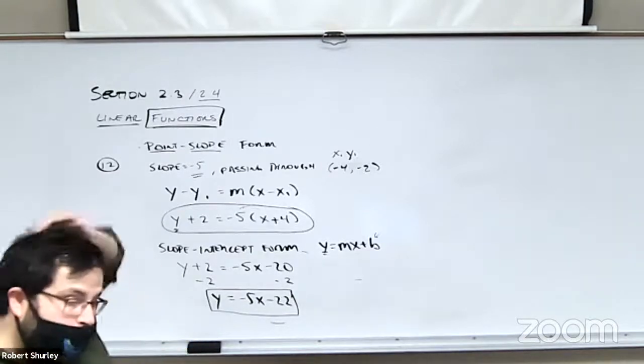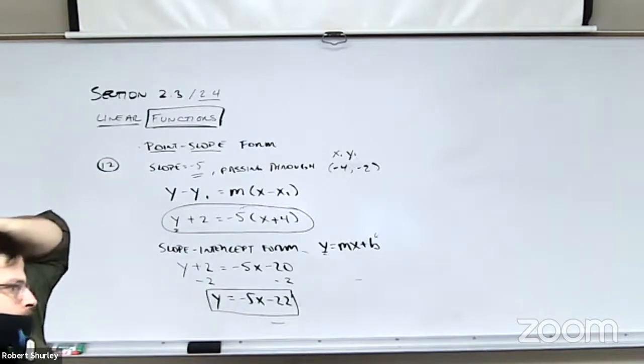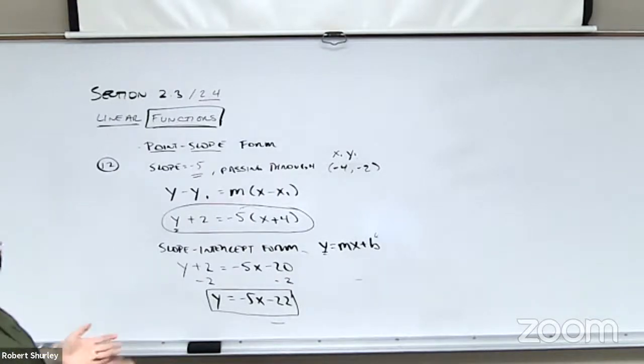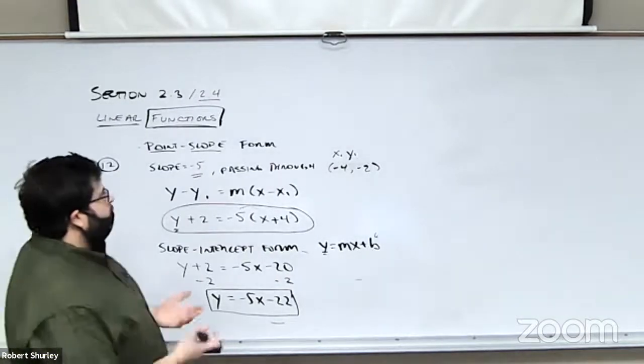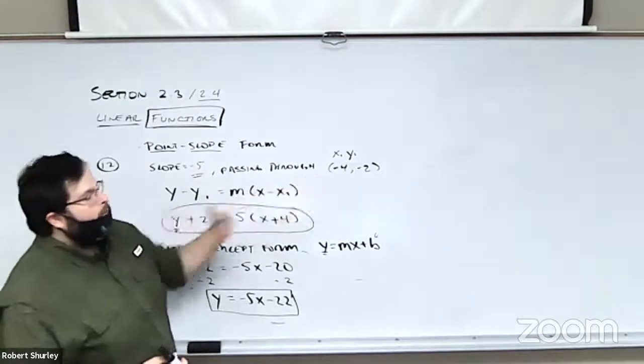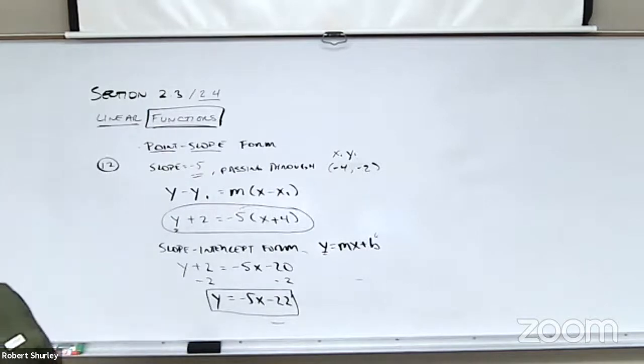Look, I'll tell you, the next few examples really boil down to this. They're going to give us different examples to start with, like different parts of the line, but then it is going to come back to putting it in point slope form and then putting it in slope intercept form.